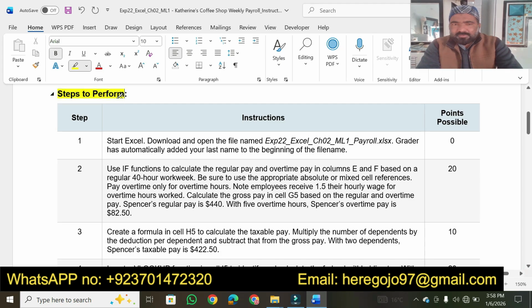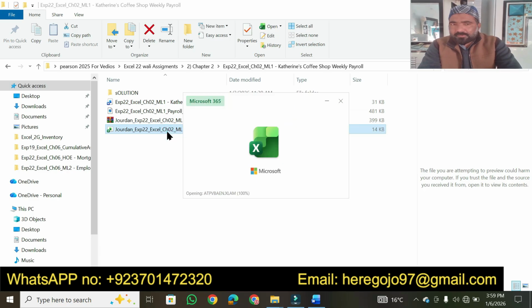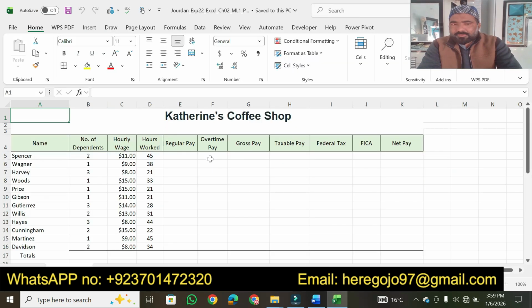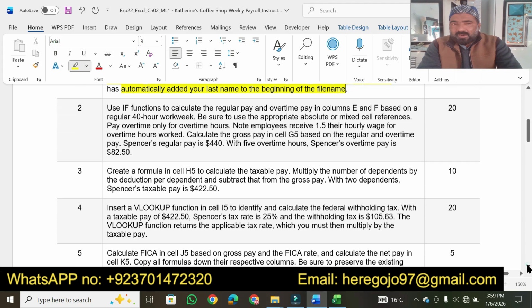Steps to perform, instructions. Start Excel, then download and open the file, this one that we have already downloaded from Pearson. The grader has automatically added our last name at the beginning of the file name. So we have to open the file first. So question number 1 is done. That is not a graded one, but it is really important that we solve it.